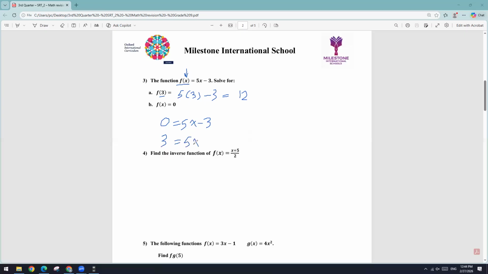5x. Now, how to keep x alone? We divide by the value next to it, so we divide by 5. So what will be the value of x? It will be 3 over 5, because I'm dividing by 5. So x is equal to 3 over 5. This is the answer of x. That makes the answer of the function 0.